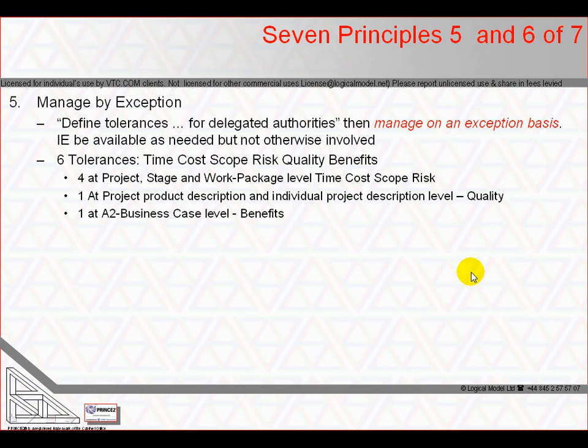PRINCE2 divides management control into 4 or 5 levels of authority. At the top is corporate or program management, who delegate project tolerances to the project board. Next, the project board direct the project and delegate stage tolerances to the project manager. Third, the project manager, managing a stage, delegates work package tolerance to the team members or team managers delivering a work package's product-based results.